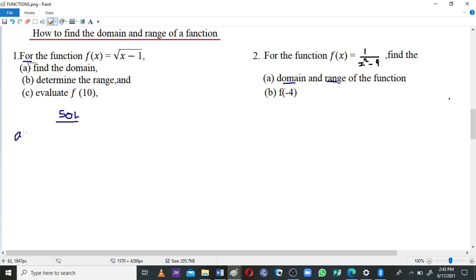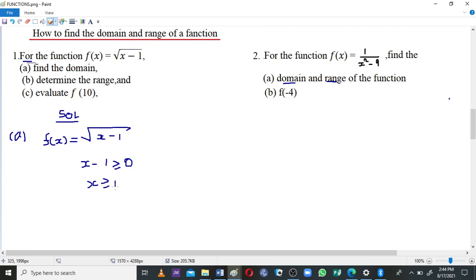A, we want to find the domain. The function we have is f(x) is equal to the square root of x minus 1. To find the domain, we take what is inside the bracket and equate it to 0. We use greater than or equal to 0. Now solving this will give us x should be greater than or equal to 1.